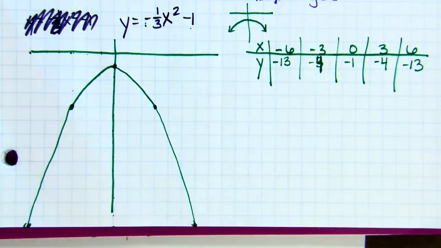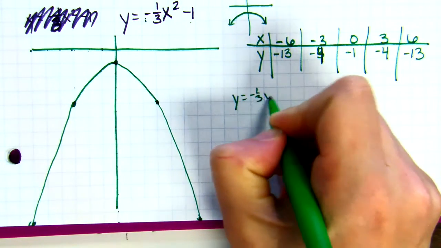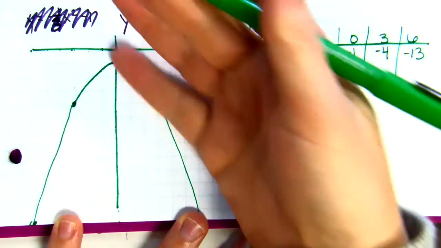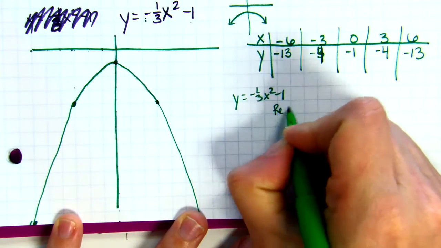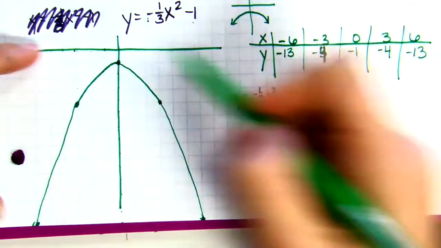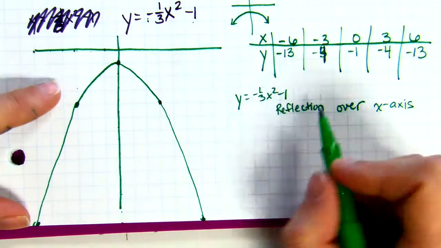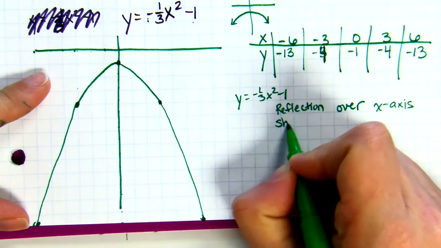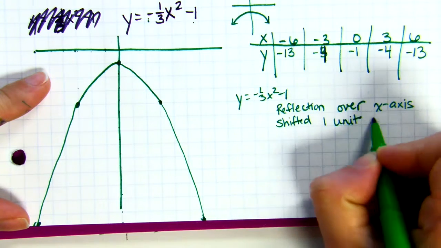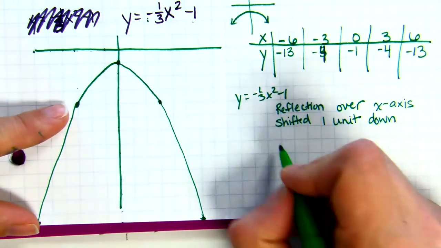So if I wanted to compare this to y equals x squared, I would say that it's a reflection over my x-axis, and I would say that it's shifted 1 unit down, and it's also wider.